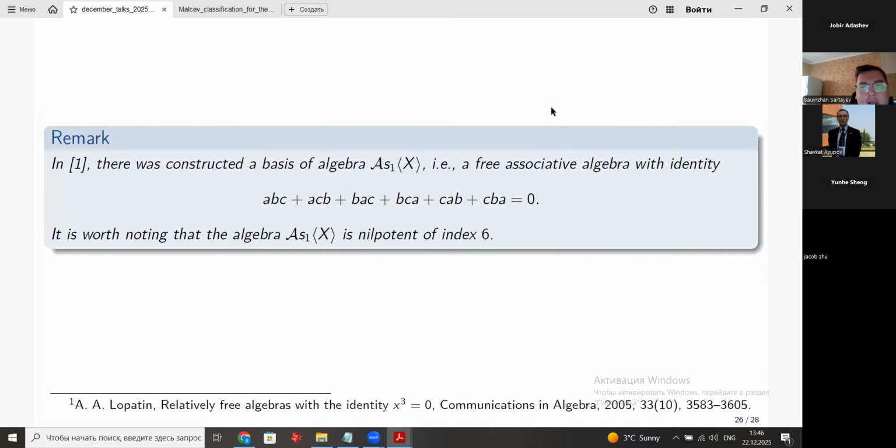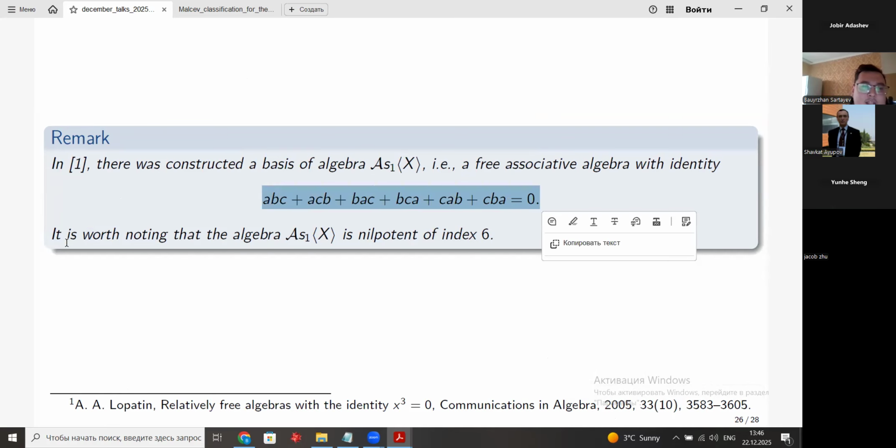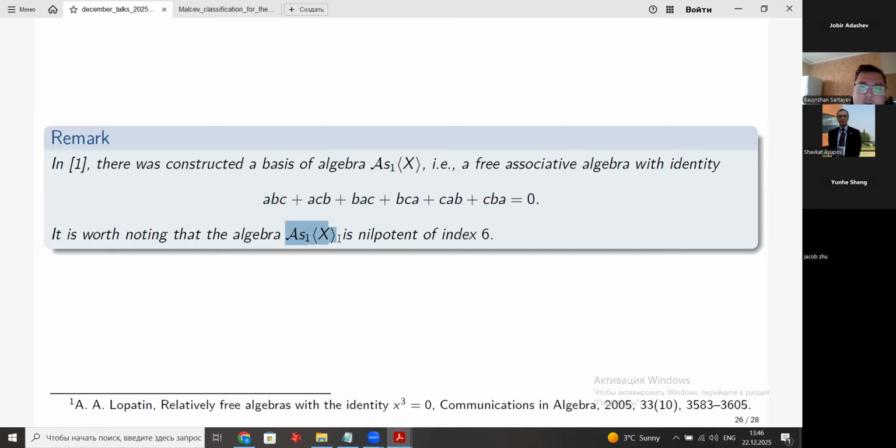And now let's talk about first type associative algebras. In the first work by Lopatin in 2005, he constructed the basis of the associative algebra of the first type. So this task was done before by Lopatin. Let me remind you that the associative algebra is the algebra with this identity, and he proved that the free associative algebra of the first type is nilpotent of degree 6.